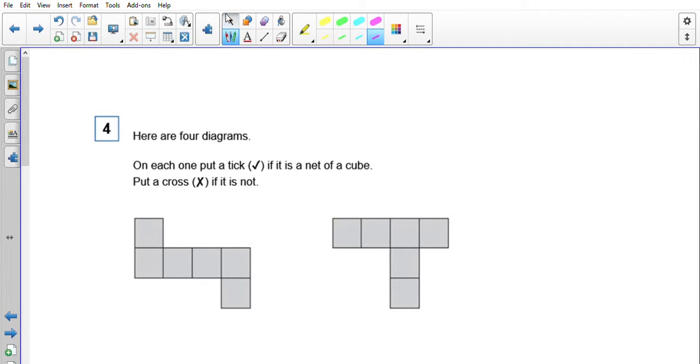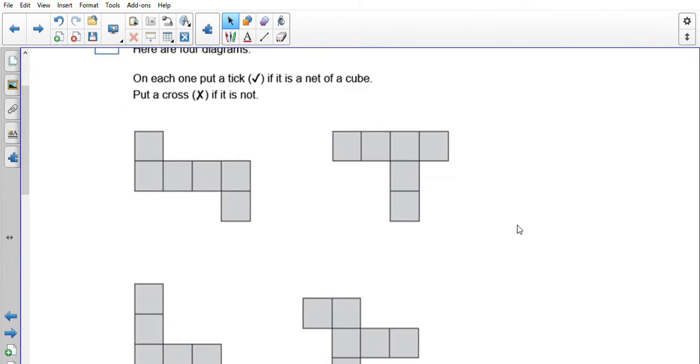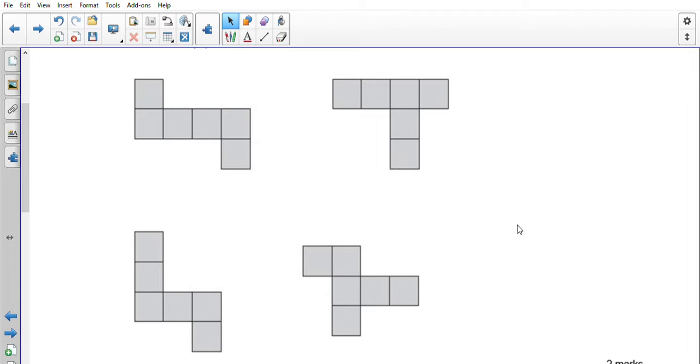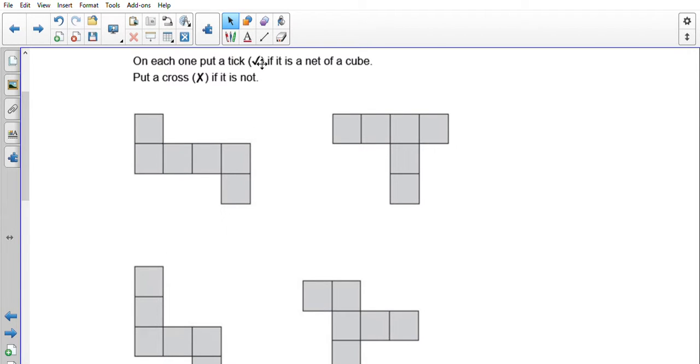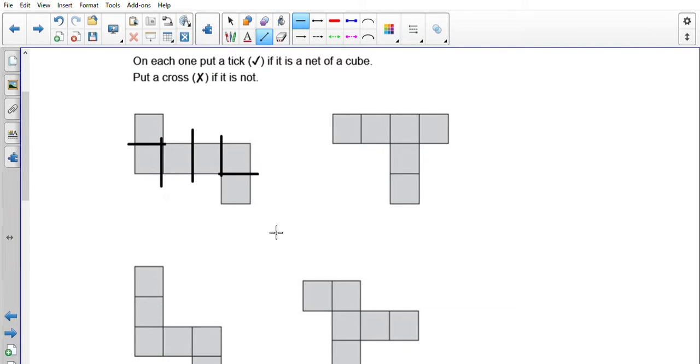Question number 4, we have our 4 diagrams. Put a tick if it's a net of a cube or a cross if it is not. So again, purely a visualization task with this. You need to almost close your eyes, fold them up, and remember that trick of pivoting the faces along the edges. Okay, so you're going to fold all of them up. The way that you'll know if it's not a net of a cube is if you have any that overlap, or if you have any that don't match up with what they're doing.